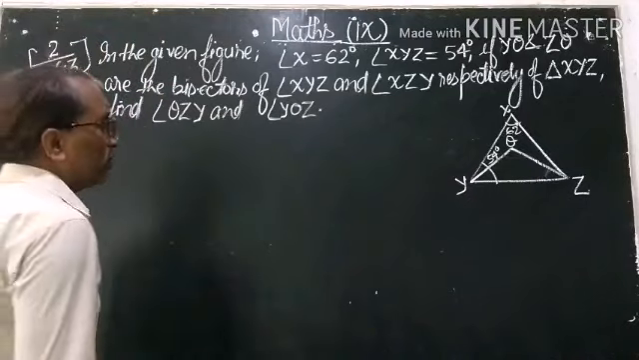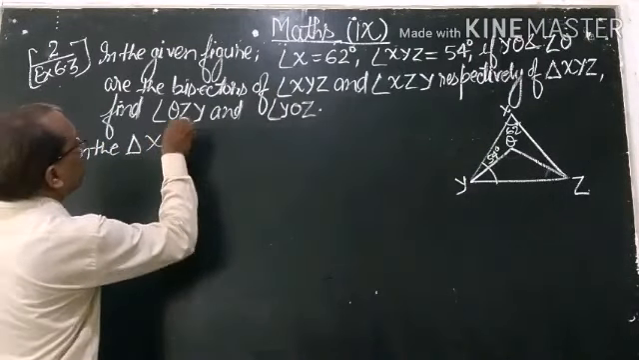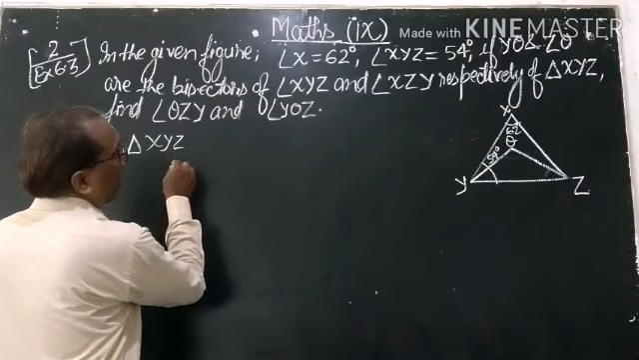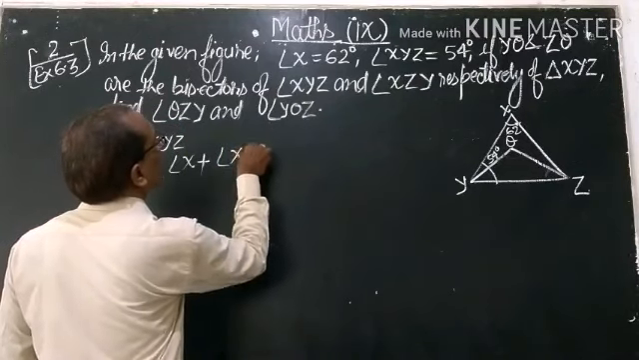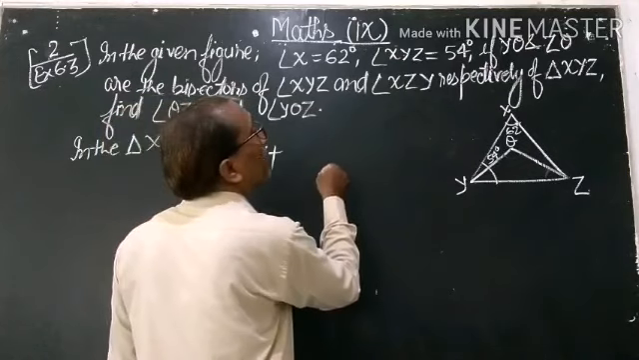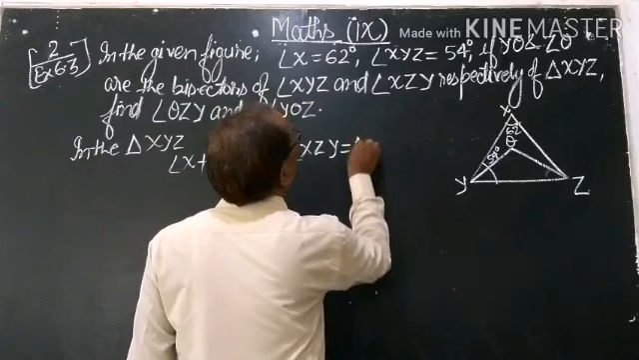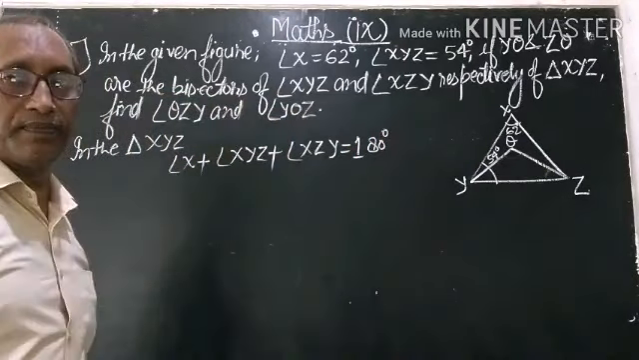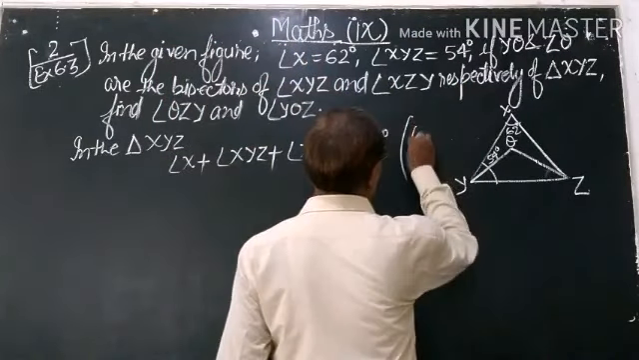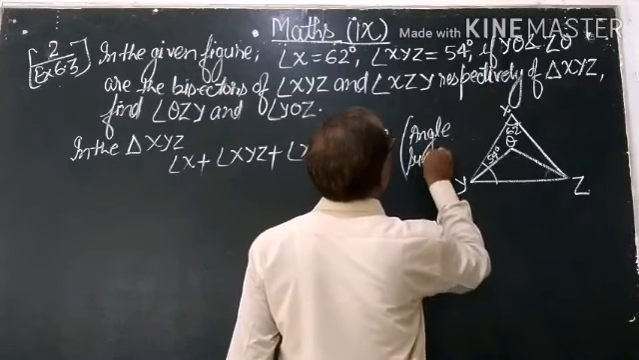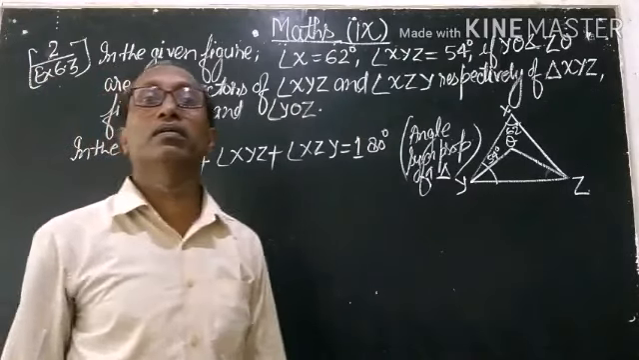For this, you write down in the triangle XYZ, angle X plus angle XYZ plus angle XZY is equal to 180 degrees, by the angle sum property of a triangle.